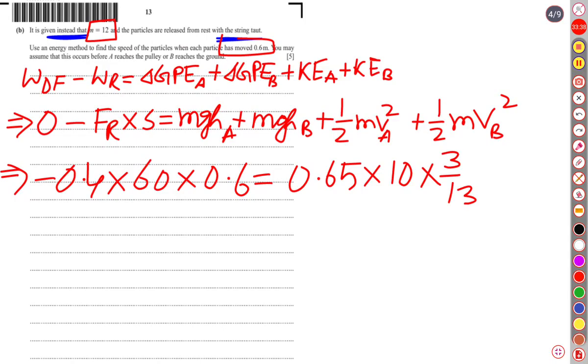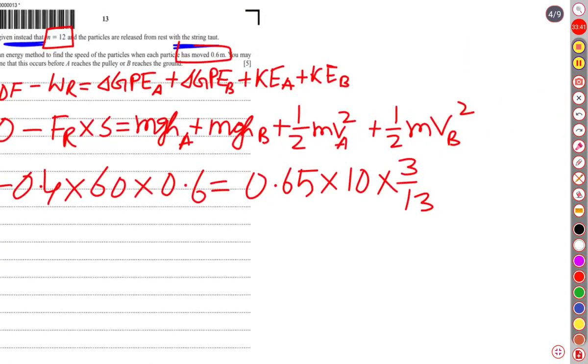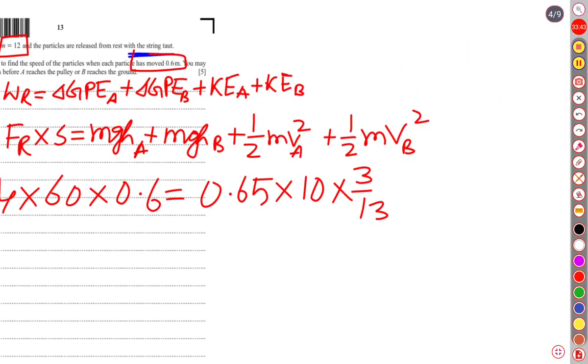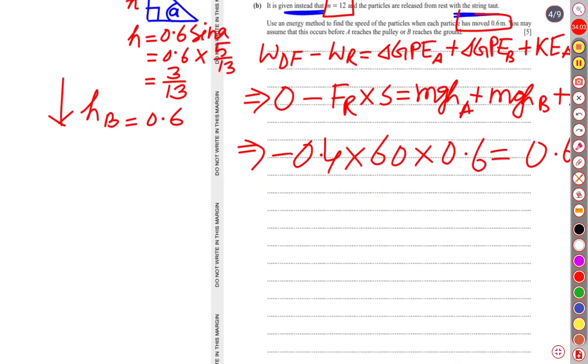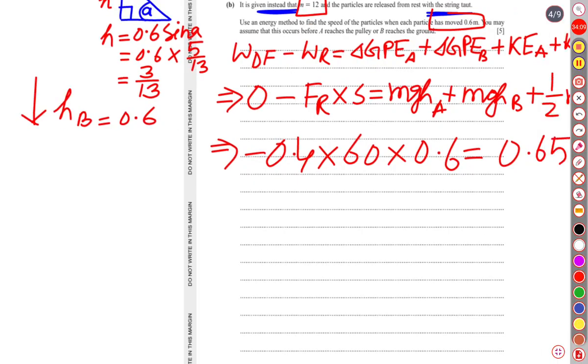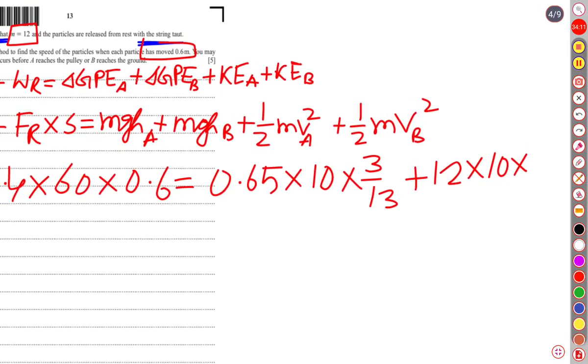3 over 13. Let me show you again. It was 3 over 13. Then the mass of particle A plus the mass of particle B is 12, and acceleration due to gravity is 10. Then the height must be negative. Negative how much? As I have told, B was moving downward, that's why the final height is getting less, so it is negative. 0 minus 0.6 is minus 0.6.